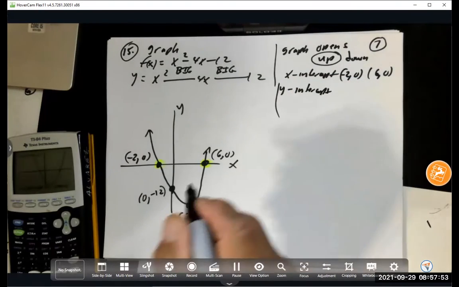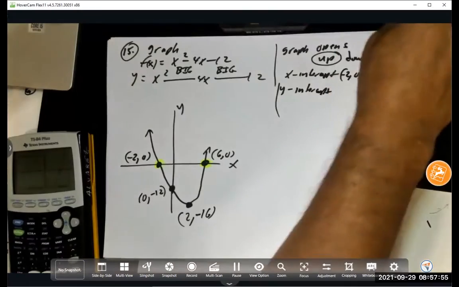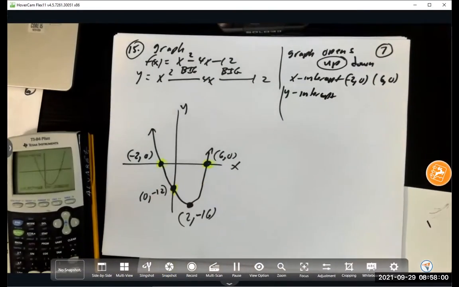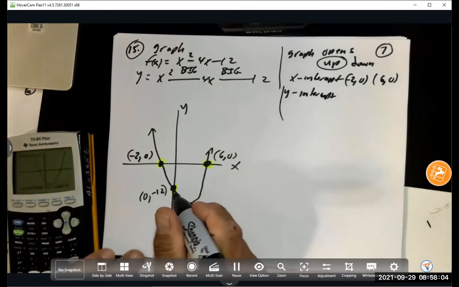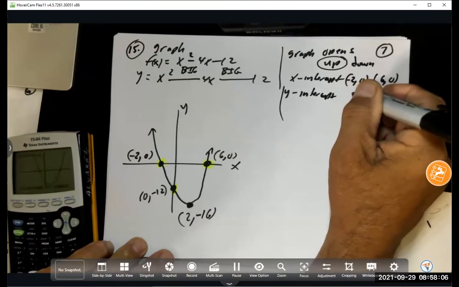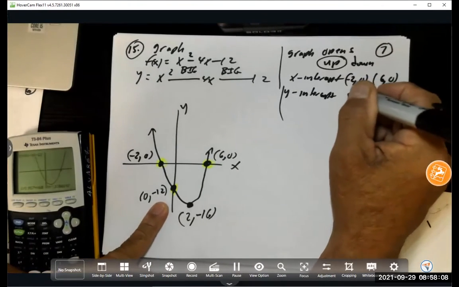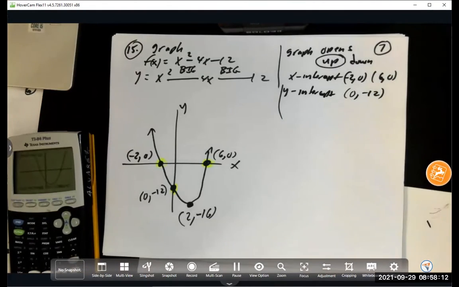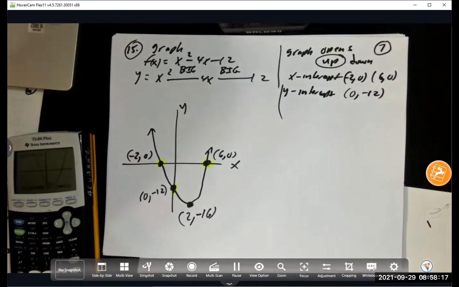All right, now the next question is going to say Y-intercepts. Okay, so Y-intercepts, I think it's down here. See it right here? There's a Y line, it crosses it right there. You see the way I put that little highlight? So the Y-intercept is going to be what numbers? It would be 0, -12. Yes. Okay, so we got that. We have the opens up, we have the X-intercepts, we got the Y-intercepts.